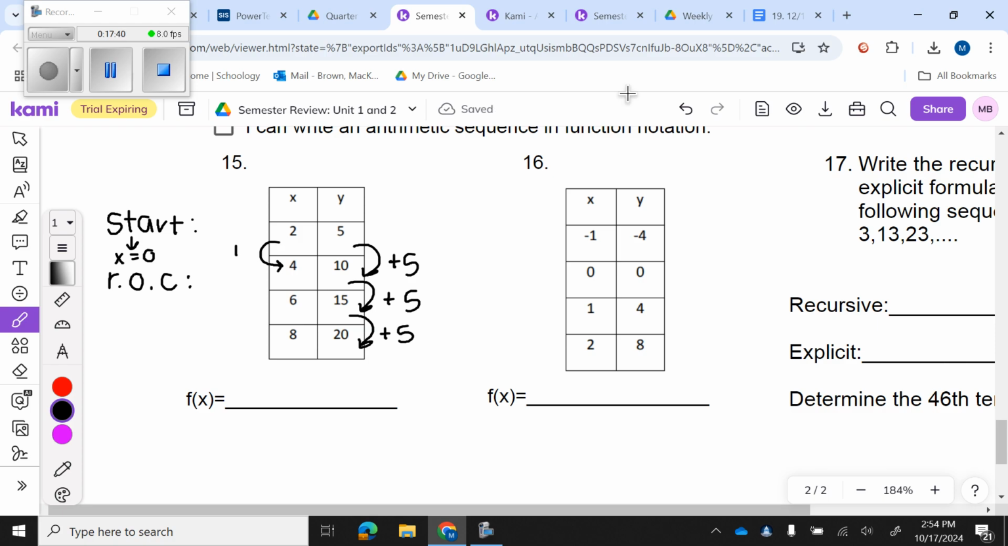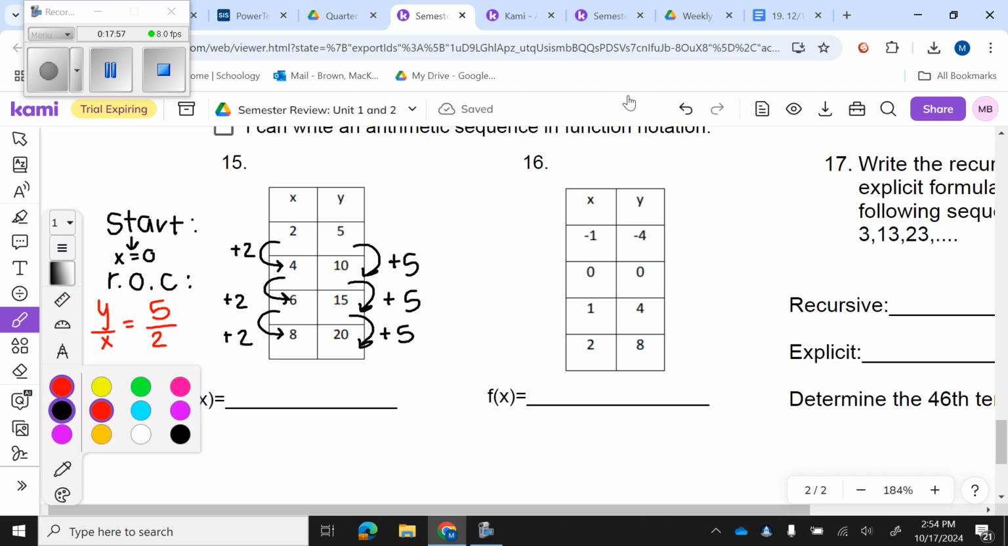On my x, I'm adding 2, adding 2, adding 2. We need to remember that our rate of change is y over x. Well, my y is changing by 5 and my x is changing by 2. So my rate of change is going to be 5 over 2. My start is when x equals 0. So I got to get back to when x is equal to 0. Well, if I follow this pattern to go backwards, I'm going to subtract 2, which would get me to 0. So to go backwards here, I'm going to subtract 5, and 5 minus 5 is 0. Okay, so 0, 0 is my start.